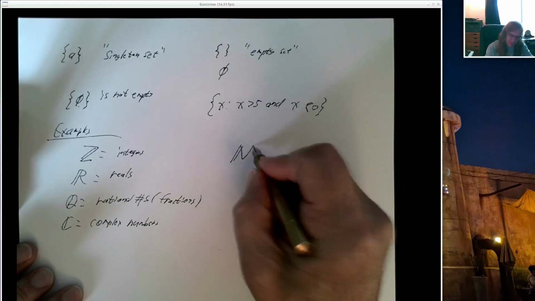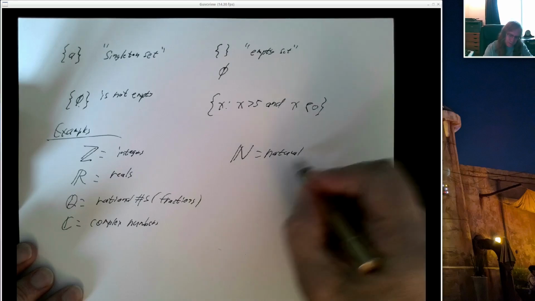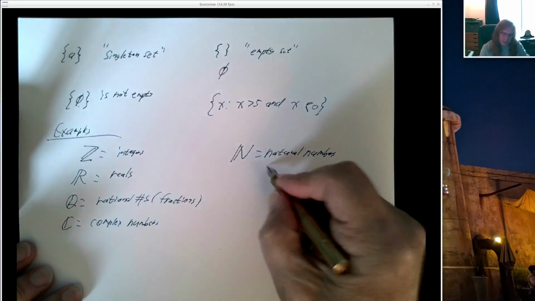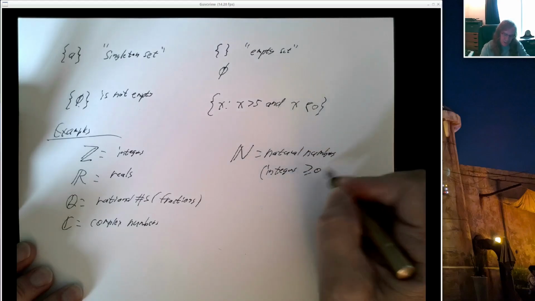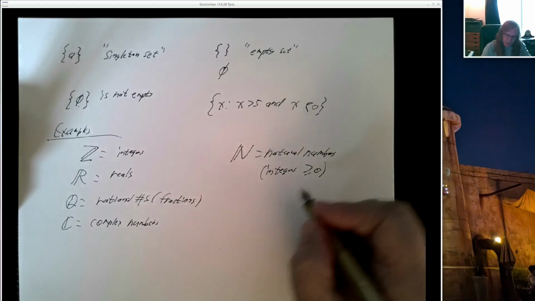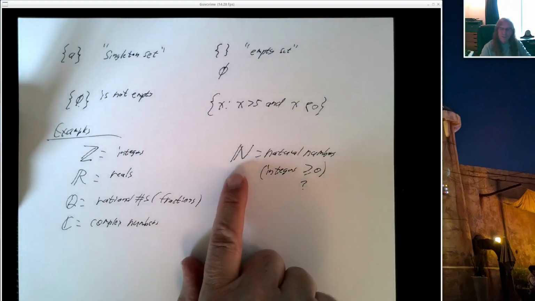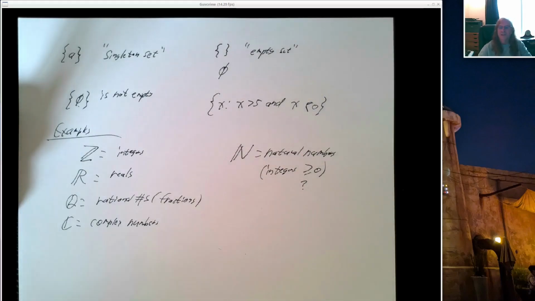And sometimes we'll see N, which is the set of natural numbers. And usually natural numbers mean integers greater than or equal to 0. But sometimes some authors will talk about natural numbers as being integers bigger than 0, but they'll exclude 0. So if you work with the naturals, always make sure you know what the definition of that is according to whoever you're reading.